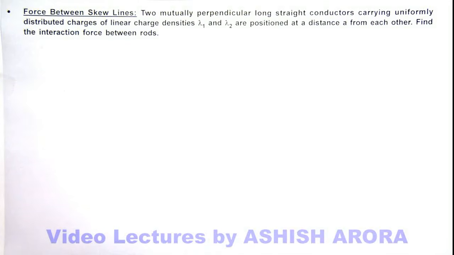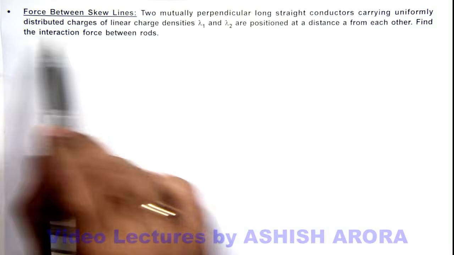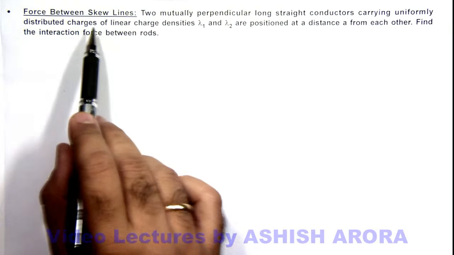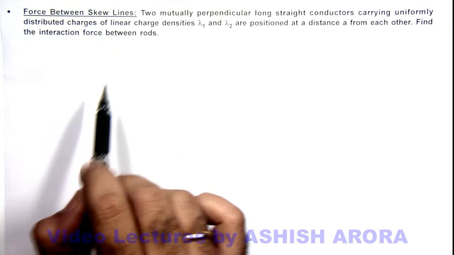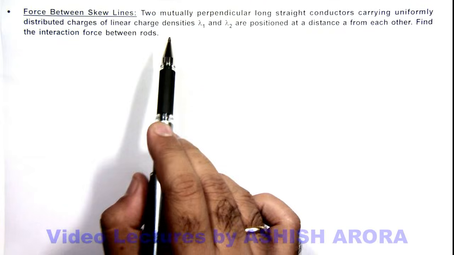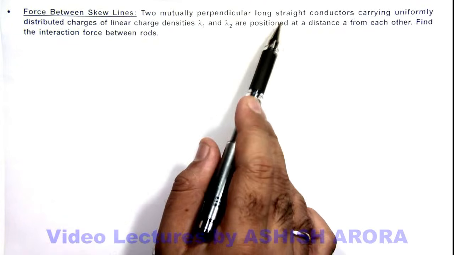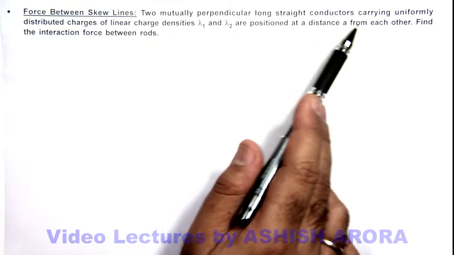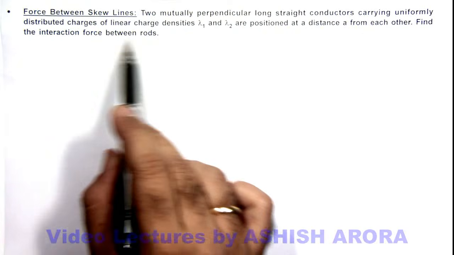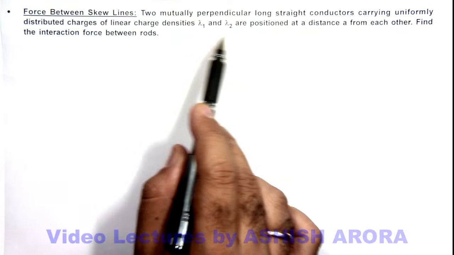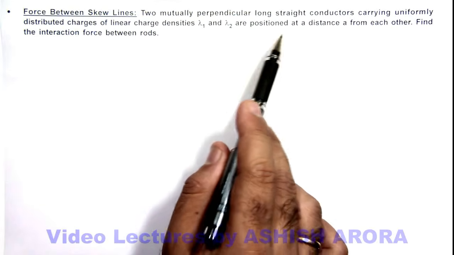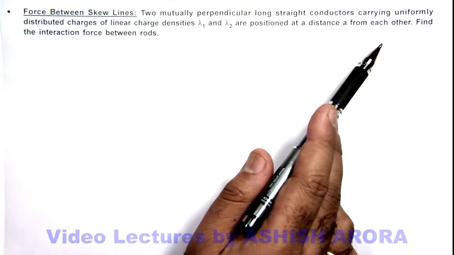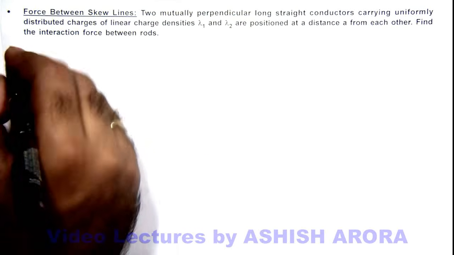In this illustration, we'll study how to calculate the force between skew lines which are charged. The problem given in this illustration is: two mutually perpendicular long straight conductors carrying uniformly distributed charges of linear charge densities lambda1 and lambda2 are positioned at a distance a from each other, and we are required to find the interaction force between the rods.